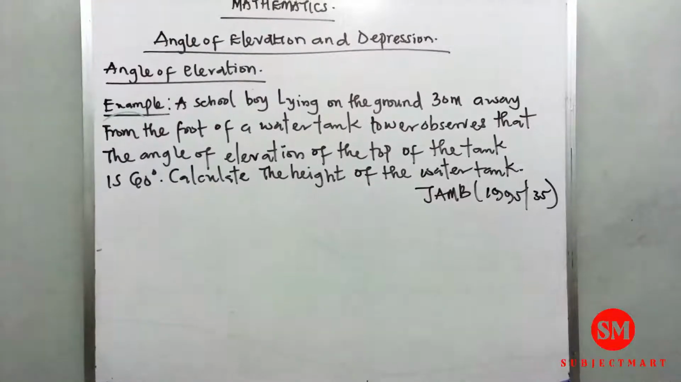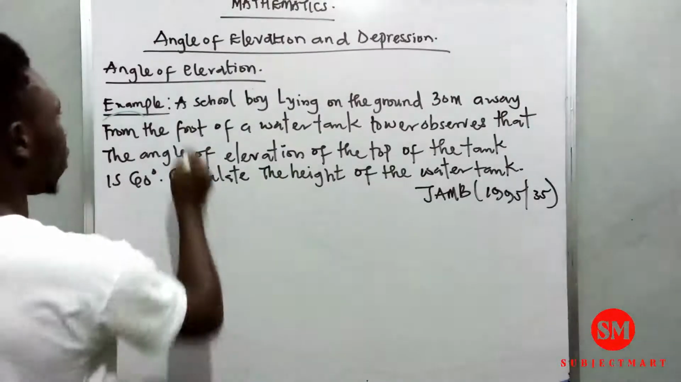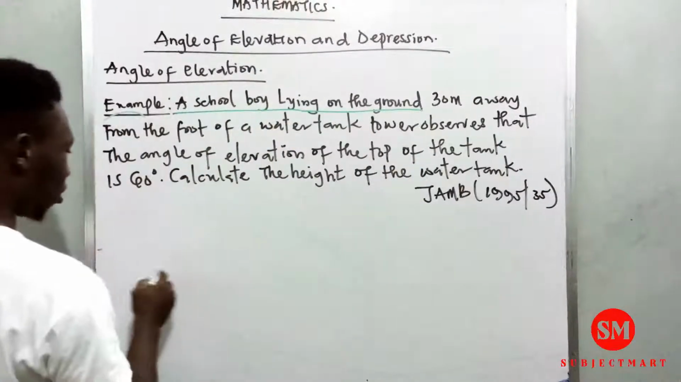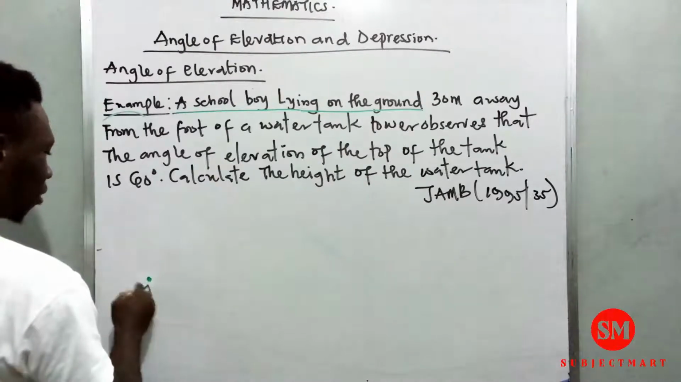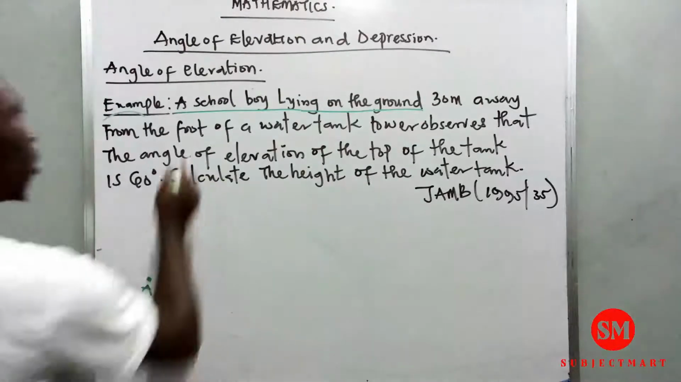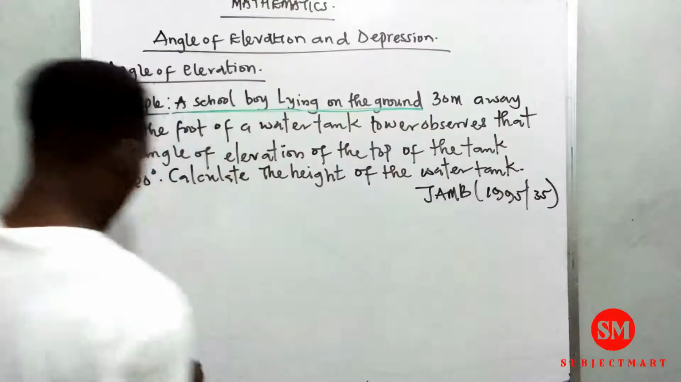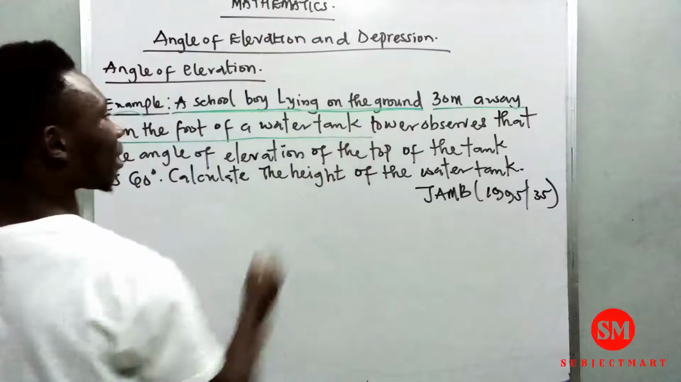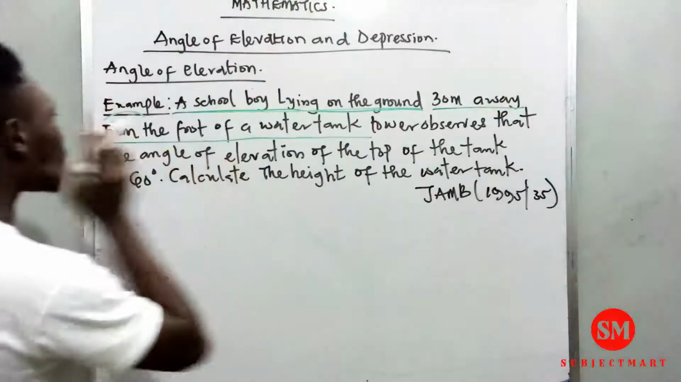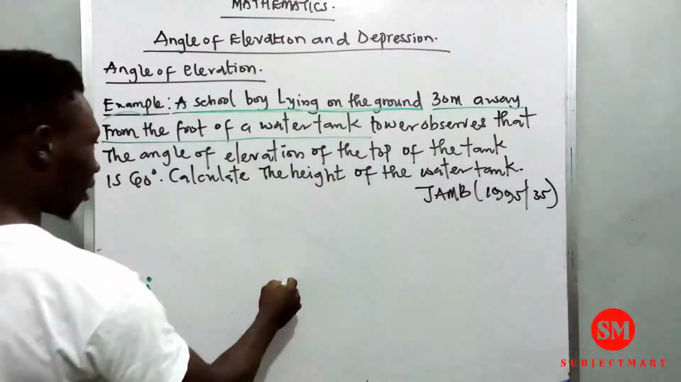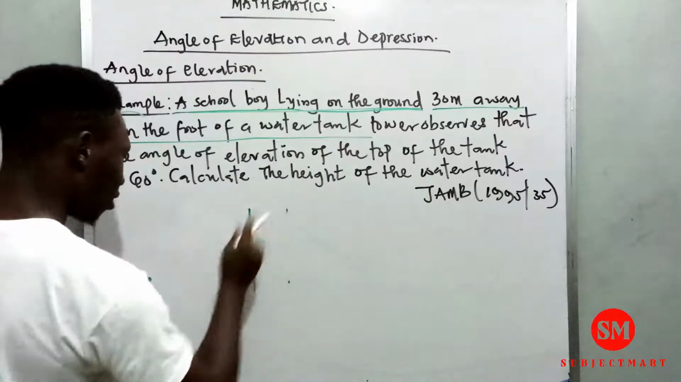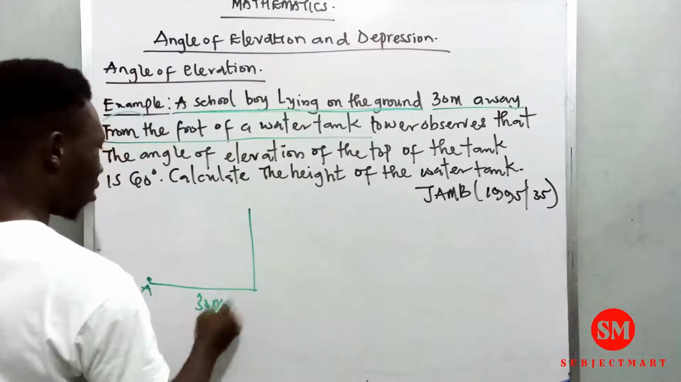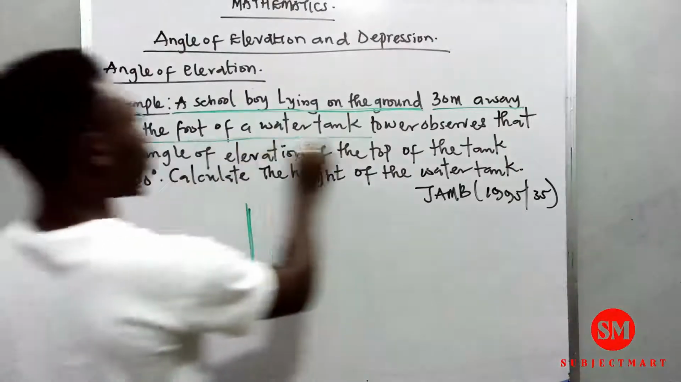Now, we have a question here. A schoolboy lying on the ground. This is where the schoolboy is. Let's say it's lying at point A. The schoolboy lying on the ground, let's say that point is point A, 30 meters away from the foot of a water tank. Now let's say this is the water tank. So the boy is lying 30 meters away from the foot of the water tank.